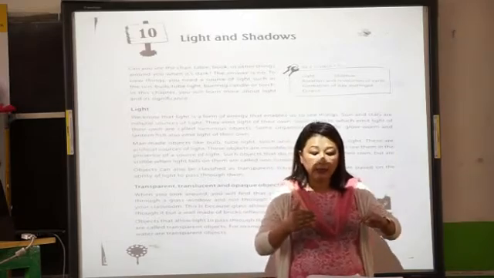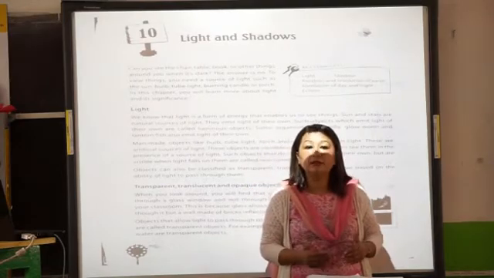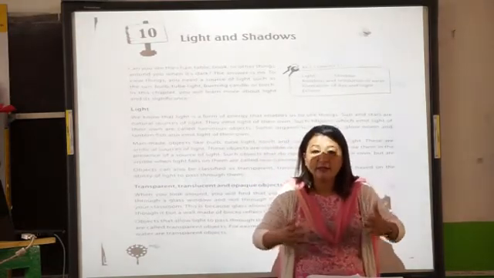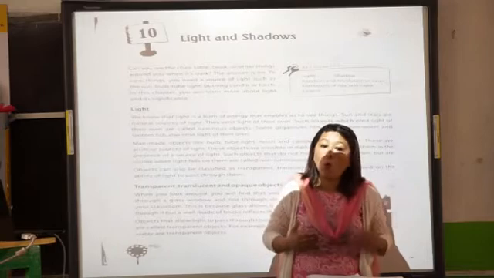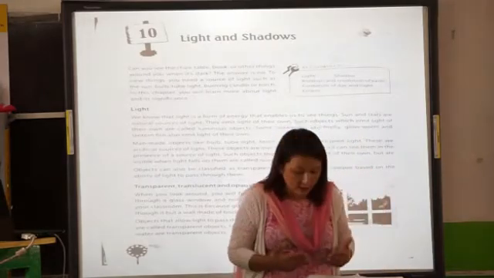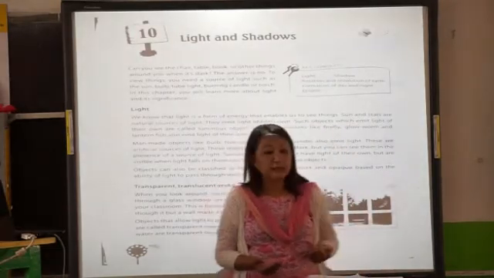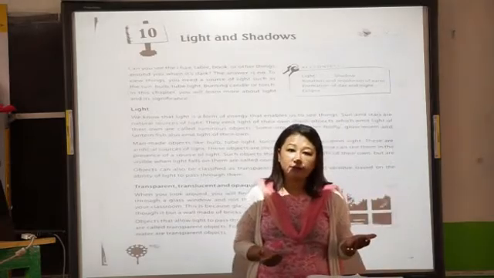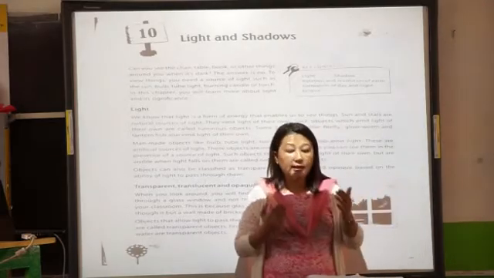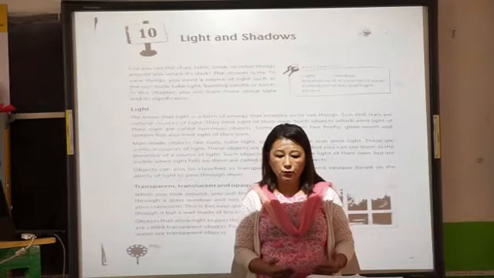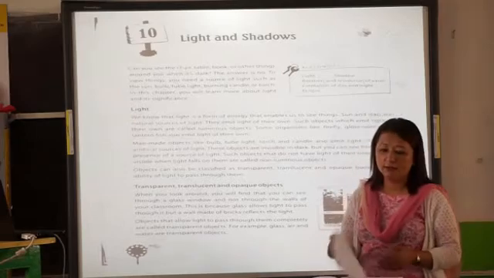So we will see what are luminous and non-luminous objects. Objects that give out light on their own are known as luminous objects. Let's see some examples. Sun, stars, fire glow and give out light on their own. So they are luminous objects.